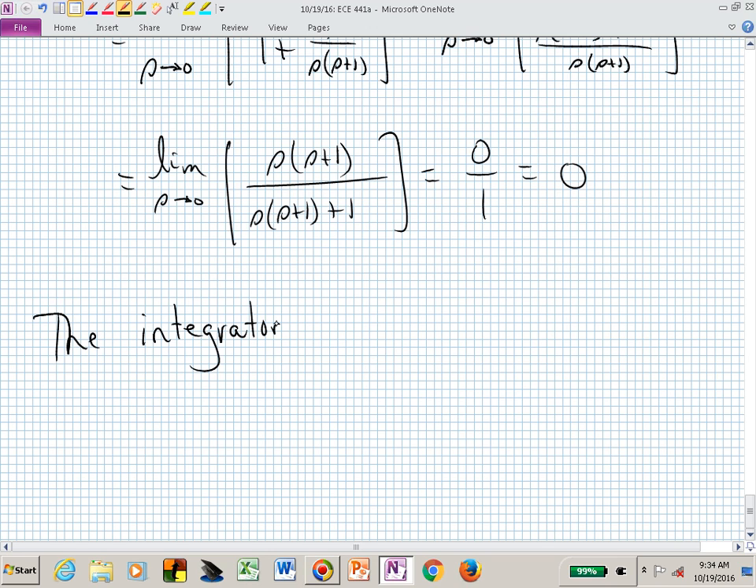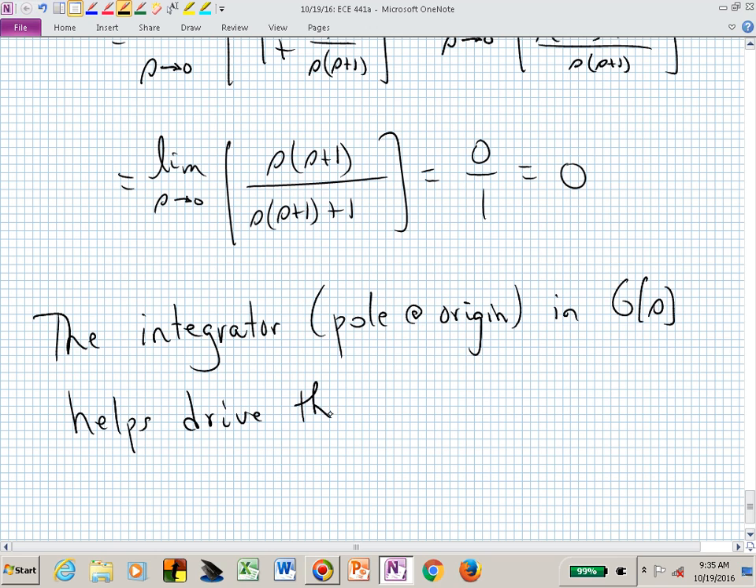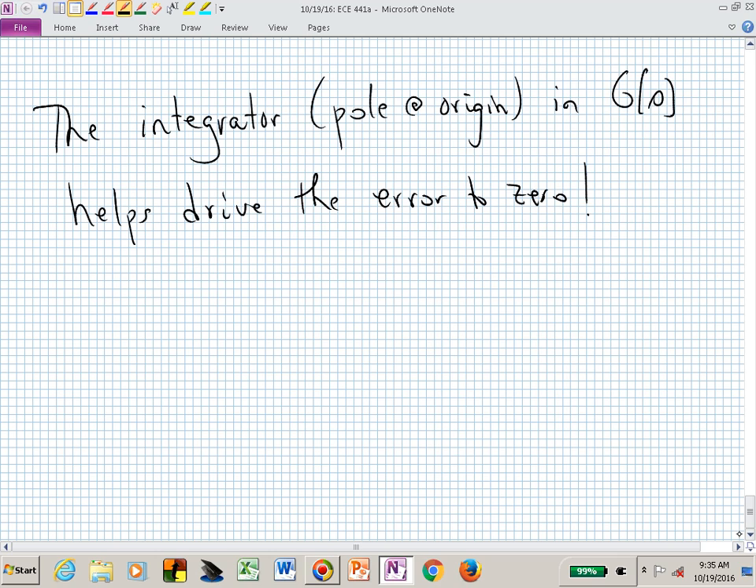The integrator, or the pole at the origin, in our plant g of s helps drive the error to 0. We're essentially integrating that error signal, and integrating that error. Anytime you integrate something, what's happening maybe to the integrator? It wants to build up. And you're forcing your closed-loop system now to drive that error to 0. And this was a type 1 system.